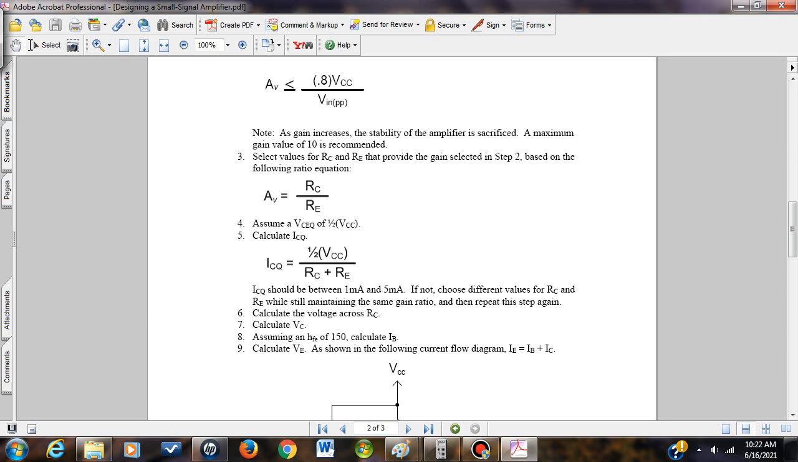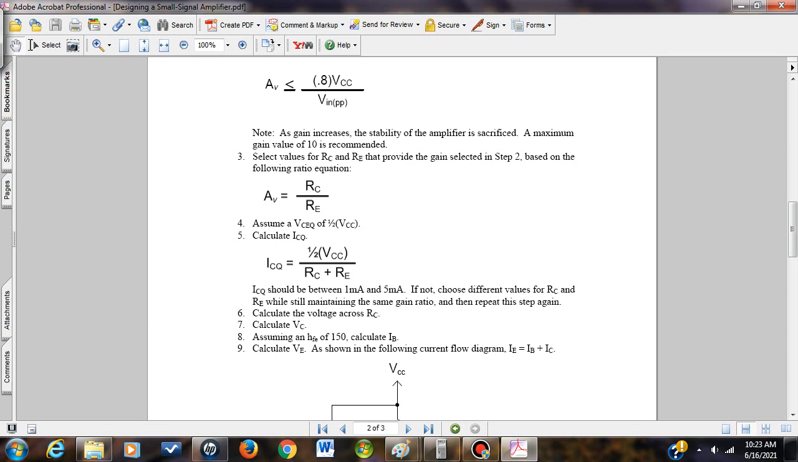Step number 5, calculate ICQ. ICQ is equal to 1/2 of VCC divided by RC plus RE. This is to figure out what the current is. Now the ICQ should be somewhere between 1 milliamp and 5. If not, we really need to choose different values for RC and RE while still maintaining the same gain ratio, and then repeat this whole process again.